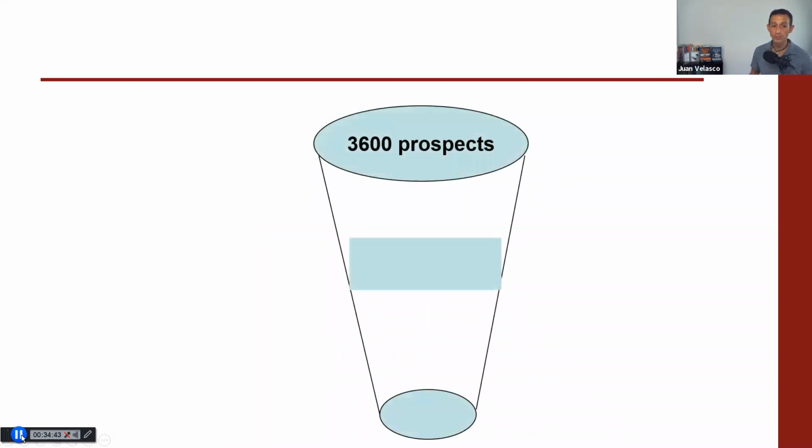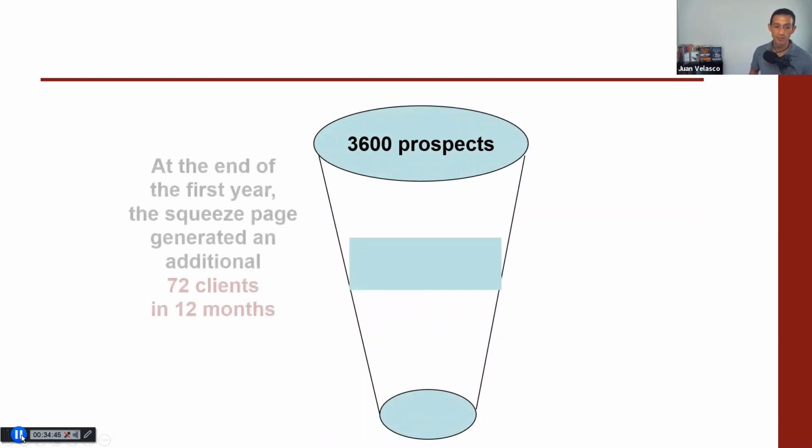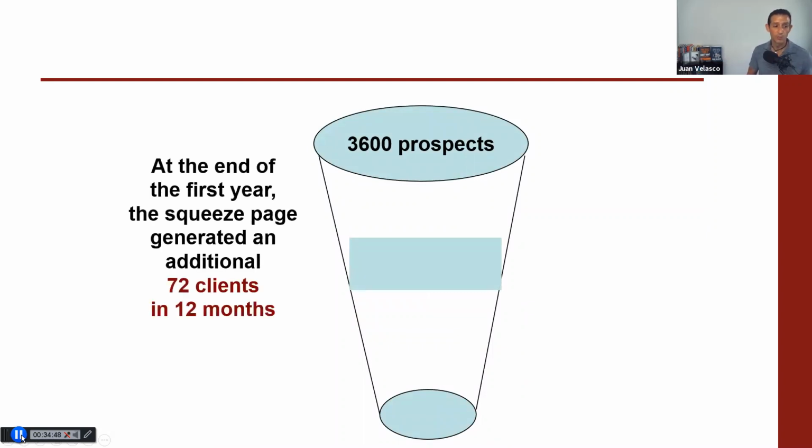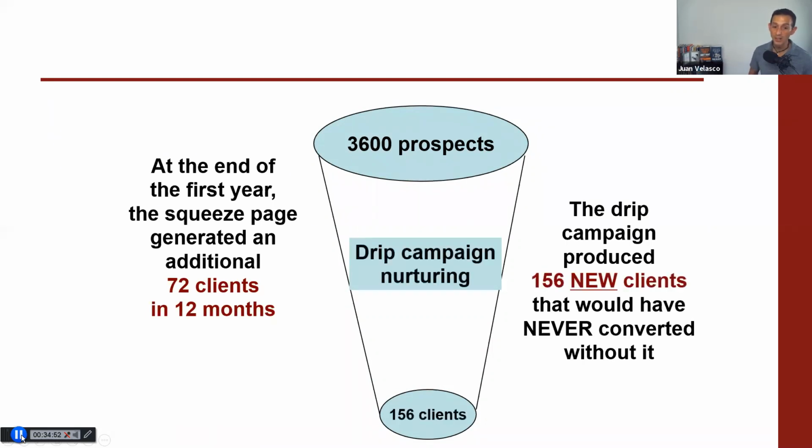Now, this ultimately generated 3,600 prospects for the year, and through the squeeze page, it generated 72 clients in 12 months. And the drip campaign actually produced 156 new clients that would have never converted without it. And again, it's being able to systematize your marketing and having a drip campaign do the nurturing for you. Because we understand the buyer's journey now, that not everybody is a now buyer. So we need to nurture the 99% of clients or possible clients, right?